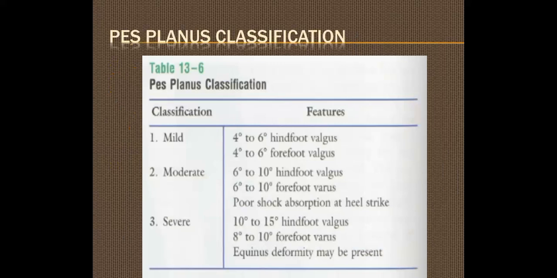In severe case of pes planus, 10 to 15 degrees of hindfoot valgus, 8 to 10 degrees of forefoot varus, and equinus deformity may be present.